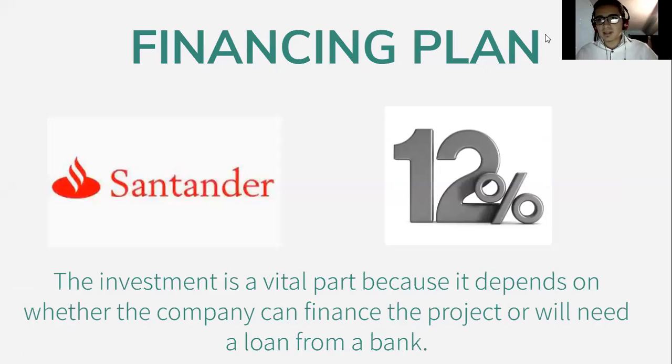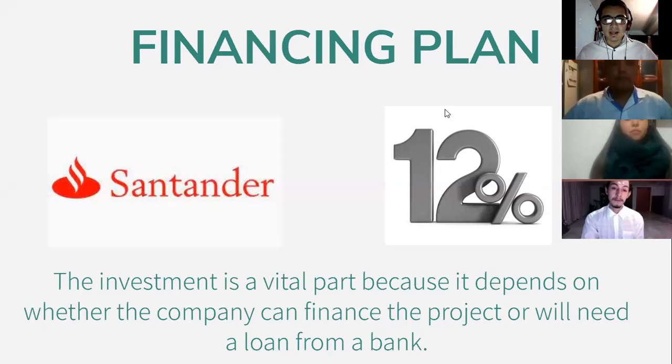And then the financial plan. The money is very important at this point, talking about the investment. It is very important because it determines if the company can finance the project or if they are going to use a loan from the bank. So in this case, the company needs to use some money in machinery, equipment, and advertising, so they need the loan. It is from the Bank Santander and it has a rate of 12%.